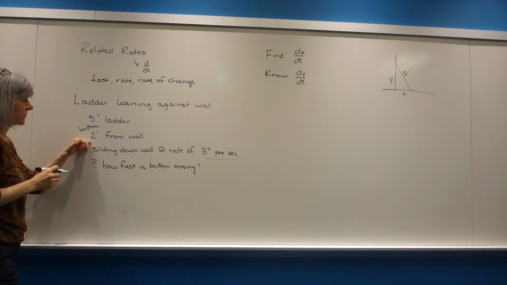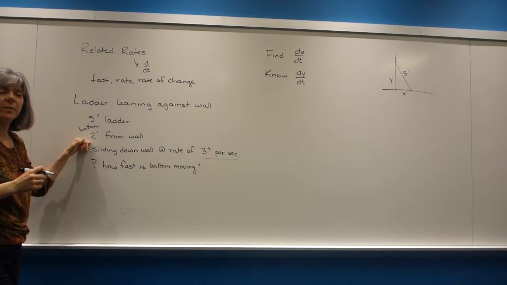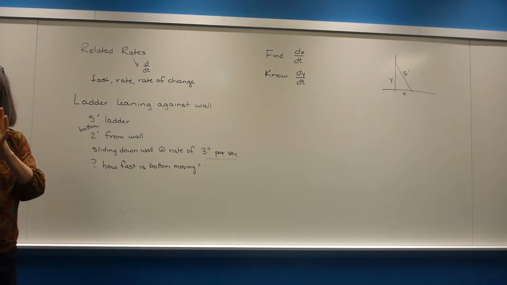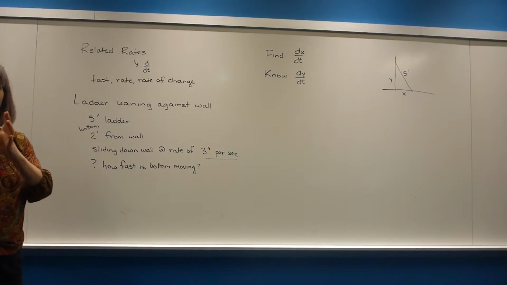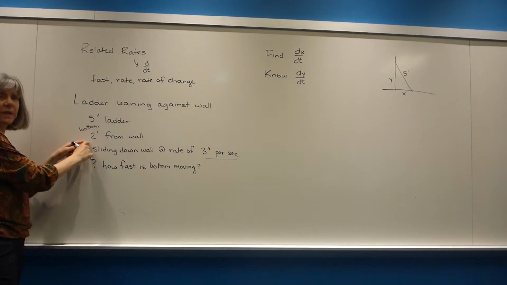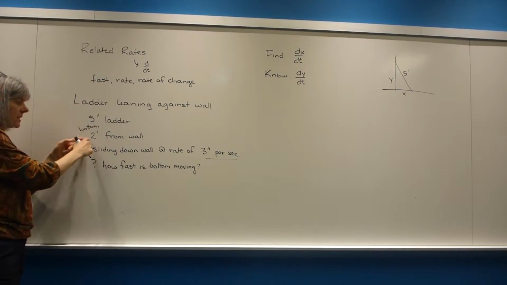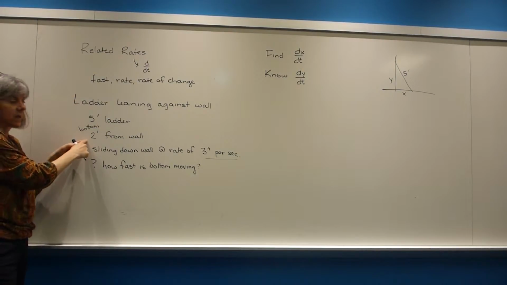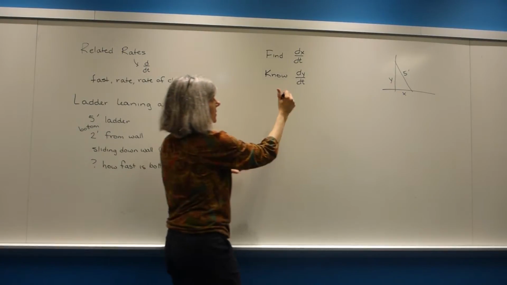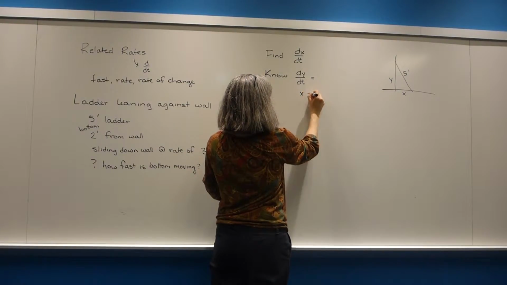And what else do I know? 2 feet from the wall. So remember, the rates, how they're related, change slightly depending on where the situation is. Exactly, that one fixed. So this is our fixed point in time that we're interested in. The ladder is moving the whole time, right? This is the one point in time we're asking about. So in this case, 2 feet from the wall, so x equals 2.